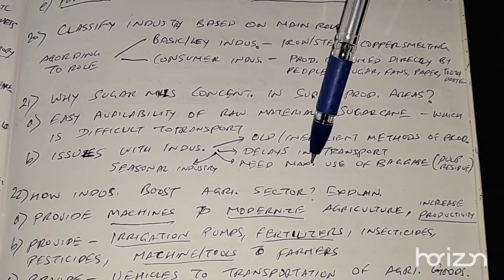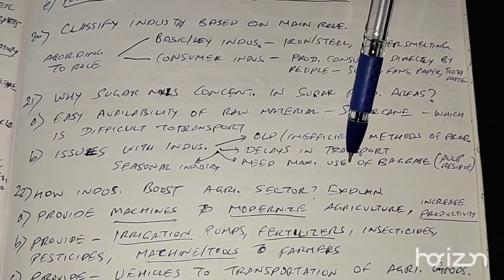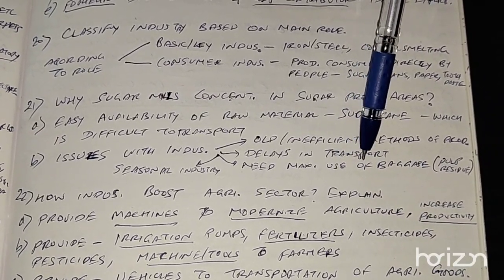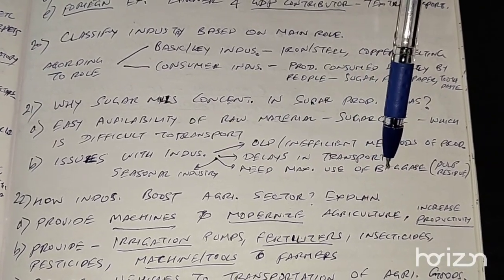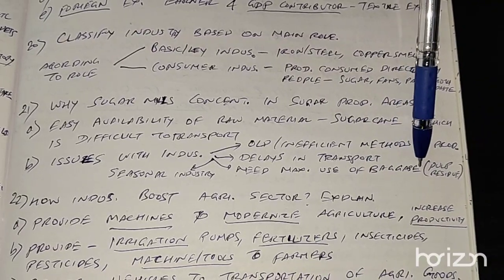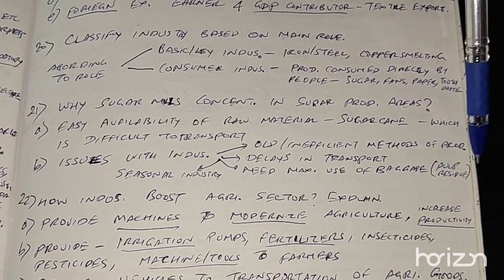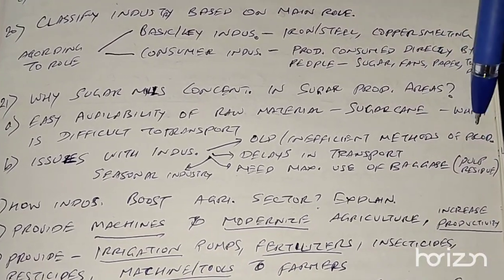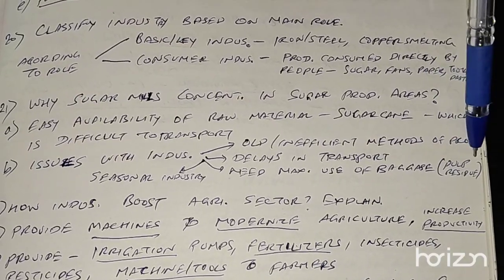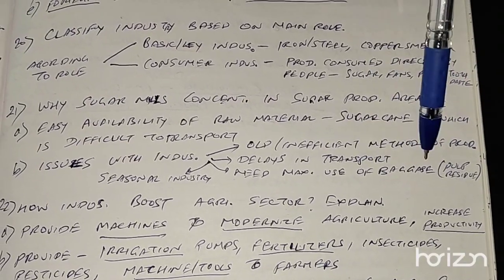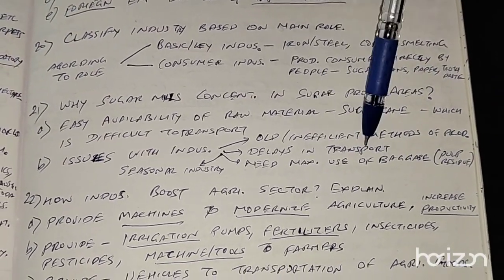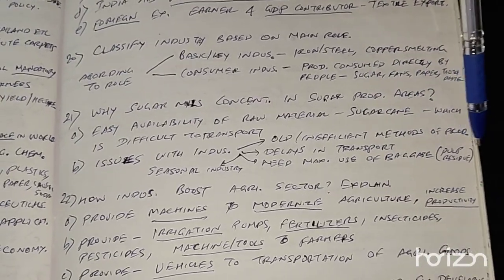We need to make maximum use of the bagasse. So what is bagasse? This is the pulp residue. You take the sugar cane and you press it, juice will come out, and what is left is nothing but the bagasse. And we should ensure that we make the maximum use of this.